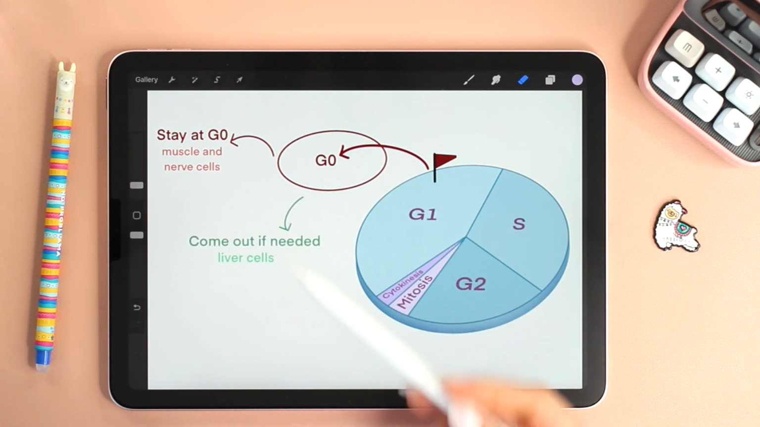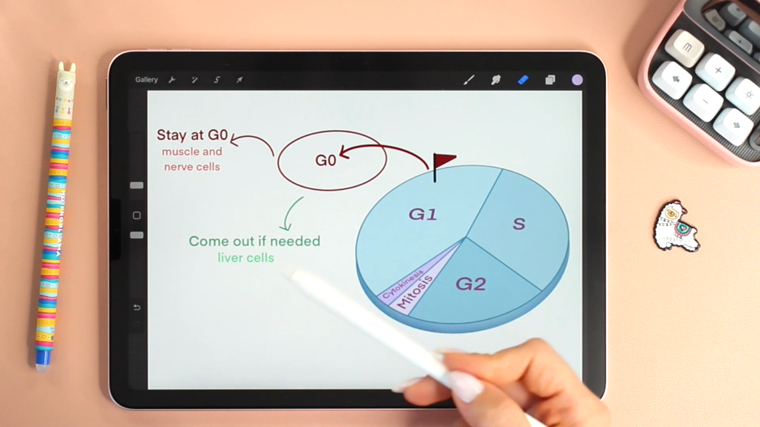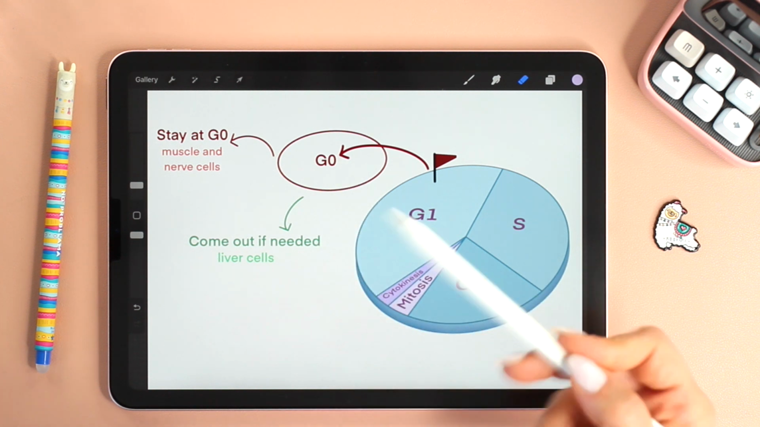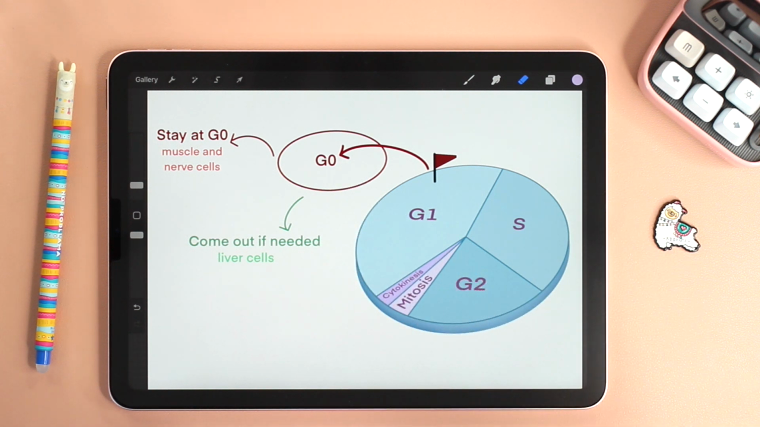Other cells can come out of G0 if needed. For example, liver cells, in case of injury, can come back from G0 with the help of external signals, of course, like growth factors, and they start to divide.